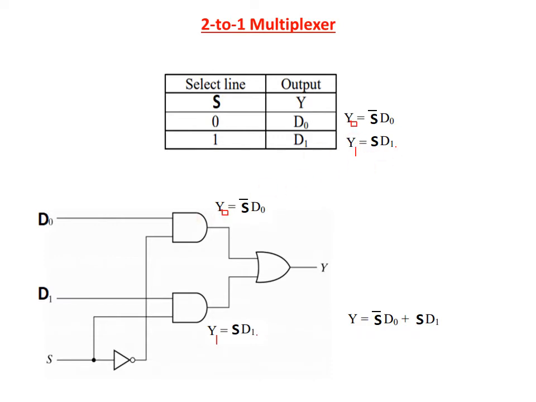Now we are drawing the diagram for these expressions. So at this position we are getting S bar D0, and at this position we are getting S D1, and both are added by using OR gate. So our final output expression is S bar D0 plus S D1.